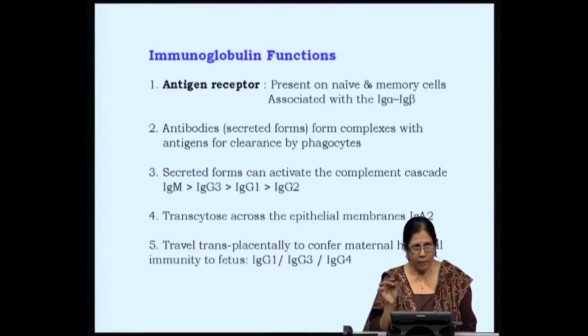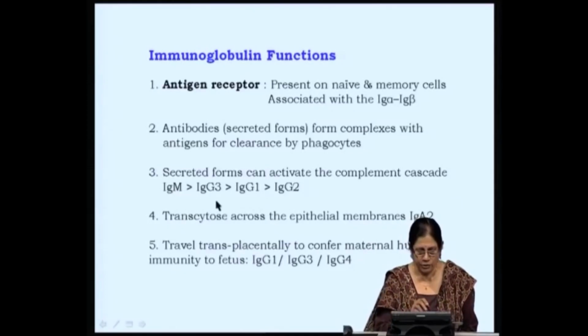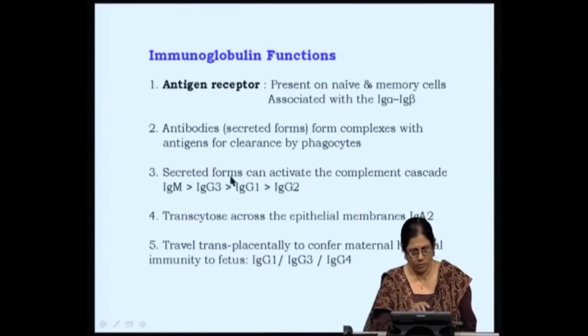Again, one part of that complement cascade recruits proteins which otherwise would have been proteins of the innate immune system, which is now recruited to the acquired immune system. So, IgM can, then IgG3, IgG1 and 2, these molecules can activate the complement cascade.